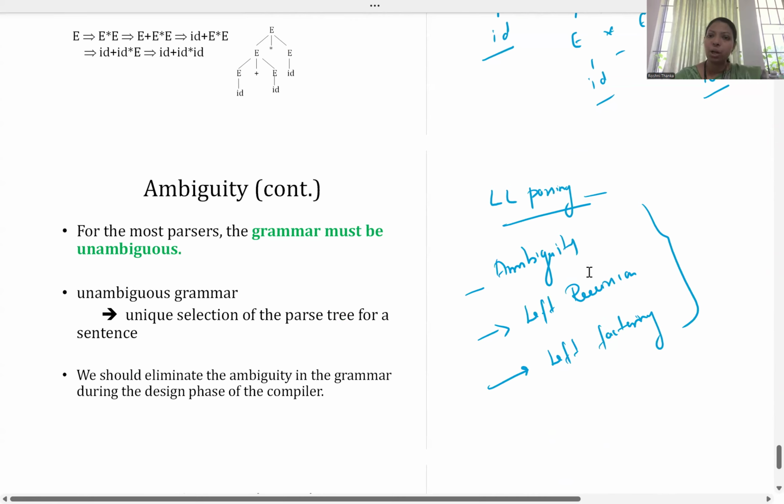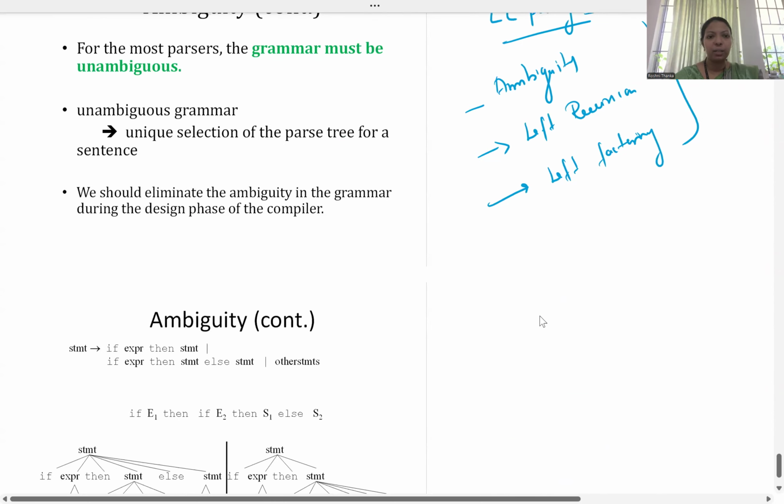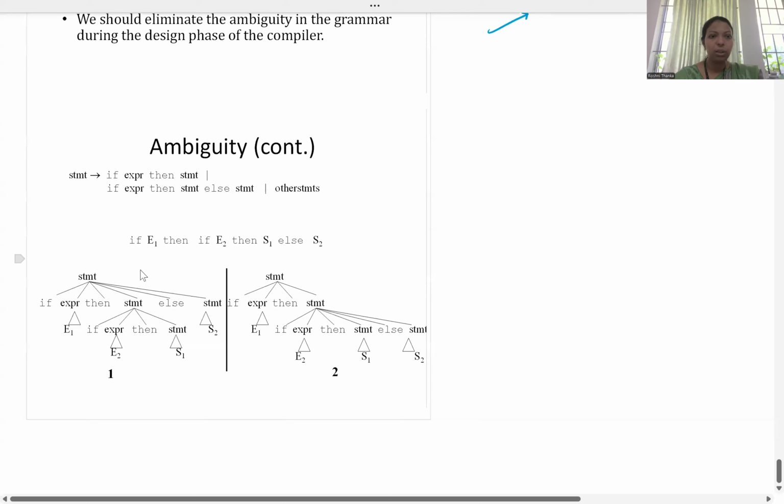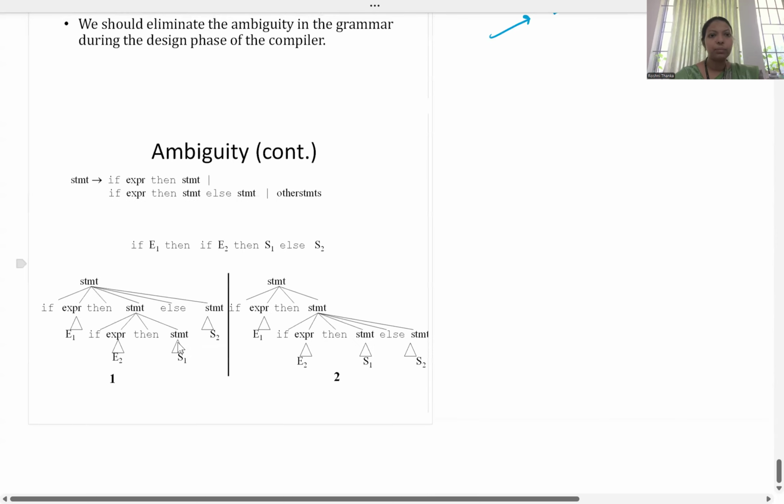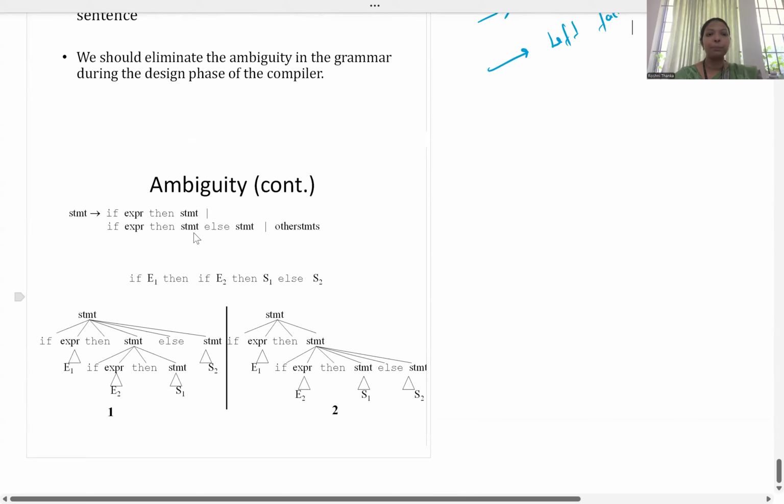What is LL parsing? It is top-down parsing. What is top-down parsing? It is one kind of parser, which helps in the process of identifying the error. If you see here, this is also a grammar, and if I want to produce this expression, I have two ways to do the same thing. So this is an ambiguous grammar. These are all the basic things about syntax analysis.